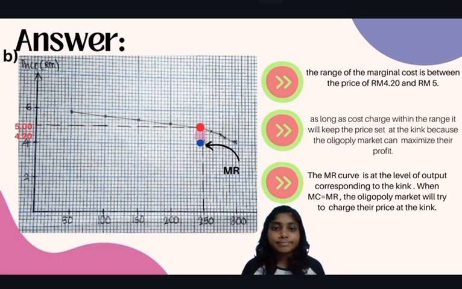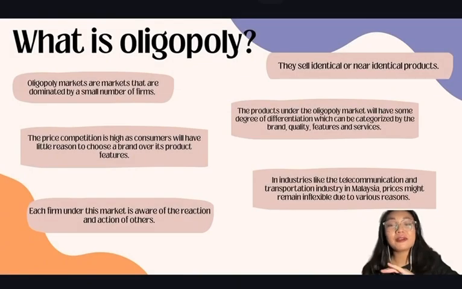Thank you. Now, moving on to question 4. But first, what is an oligopoly? Oligopoly markets are markets that are dominated by a small number of firms. They sell identical or near identical products. The price competition is high as consumers will have little reason to choose a brand over its product features. The products under this market will have some degree of differentiation which can be categorized by brand, quality, features, and services. And each firm under this market is aware of the risk.